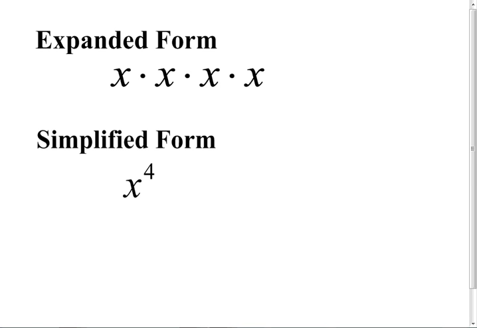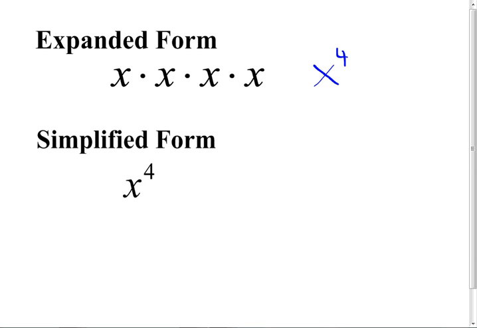Okay, when I write out the repeated multiplication, Joey, that's called expanded form. How do I write that? X to the what? 4th. And there it is. This we call simplified form. I don't know if it's really, well, it's simpler.